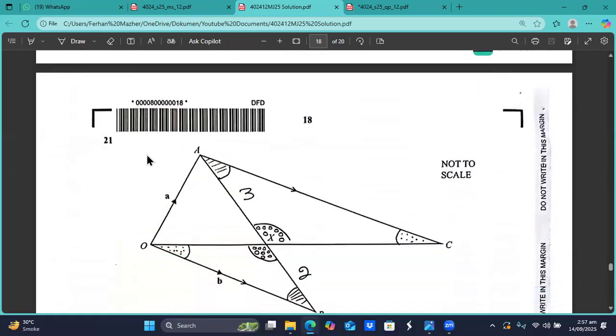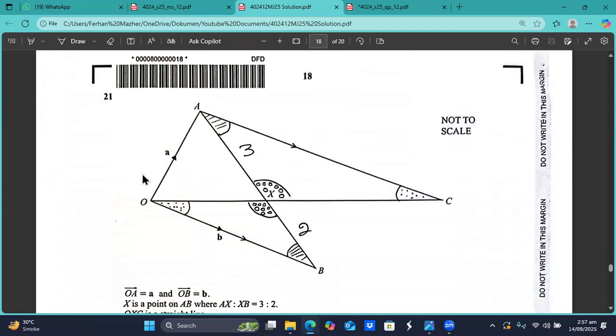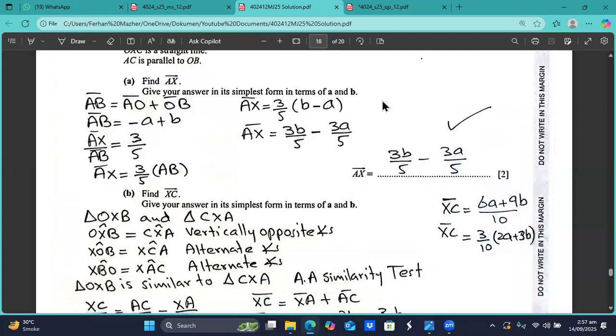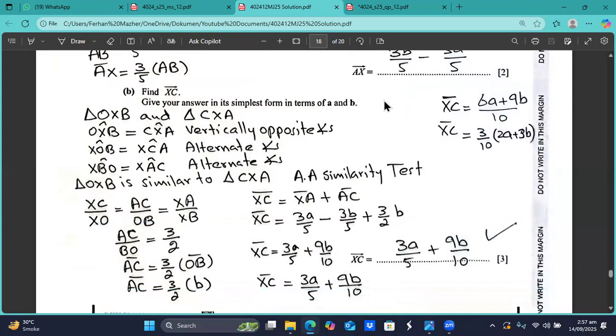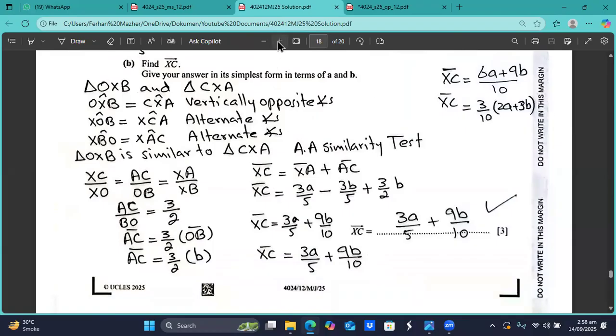So you see here, this angle and this angle, they are equal because they are alternate angles. These are parallel lines. This angle and this angle is same because they are alternate angles. This angle and this angle is same because they are vertically opposite angles. So the triangle OXB and the triangle CXA, they are similar to each other because of the angle similarity test. So, okay. So now, okay, here we go.